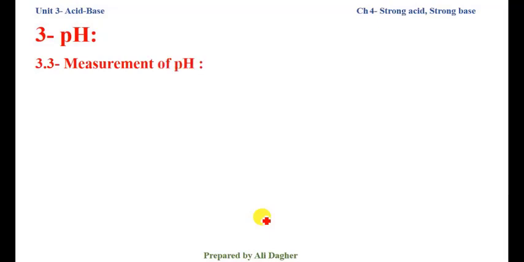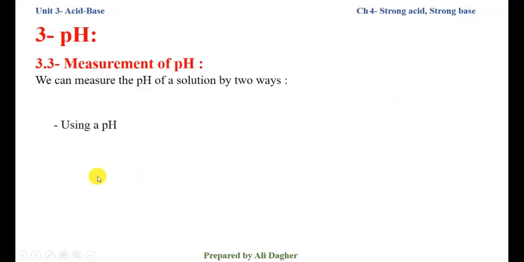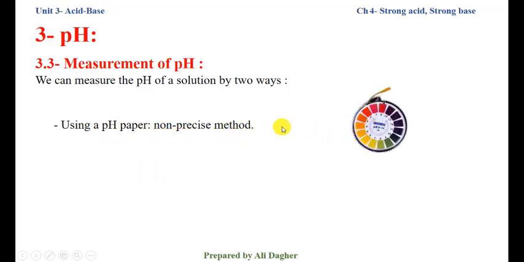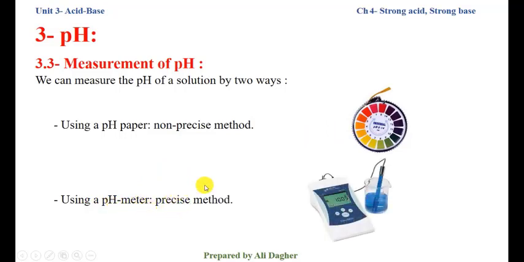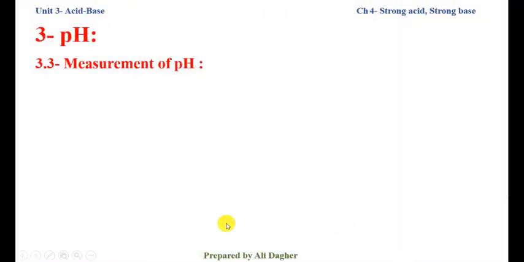3.2 Measurement of pH. How can we measure the pH? We can measure the pH of a solution in two ways. Using a pH paper, which is a non-precise method. We will see a video that explains how we can measure the pH of a solution using a pH paper. And the other method is using a pH meter, which is a precise method. Also, we will see a video that shows the use of a pH meter.